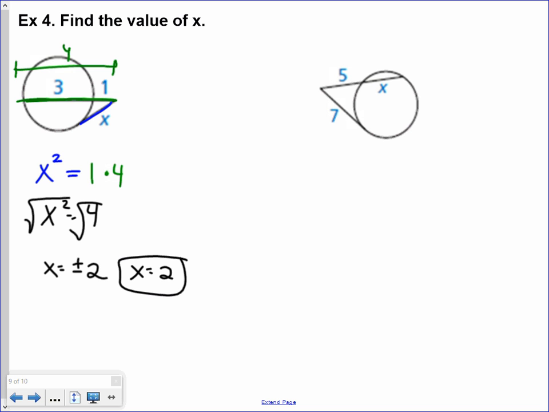Okay. On the second problem, Tyler, what's the tangent piece only on the outside of the circle? 7, so we're going to start with 7 squared. And then on the secant.